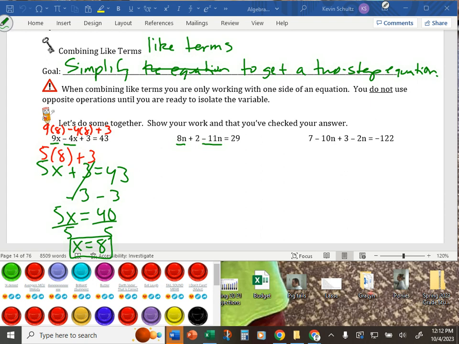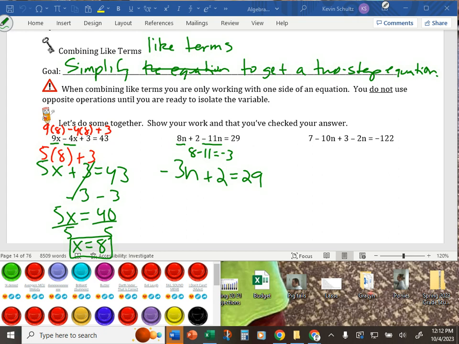And the reason why I'm emphasizing that is I don't want you to think you have 8 n's and you're adding 11 to them to get 19 n's. You have 8 n's, you're subtracting 11 n's, that gives you negative 3n, right? 8 minus 11 equals negative 3. So negative 3n plus 2 equals 29, right? And notice I'm not using opposite operations to combine these terms here, right? When I took 9x minus 4x, I didn't add 4x to get 13x, I subtracted. 8 minus 11, I didn't add 11, I subtracted.